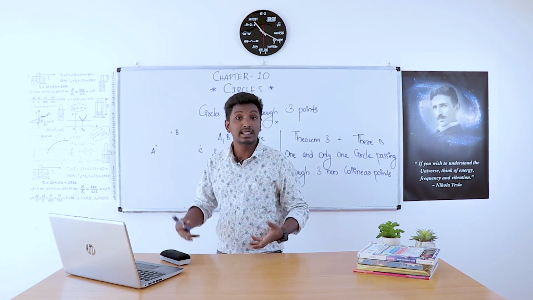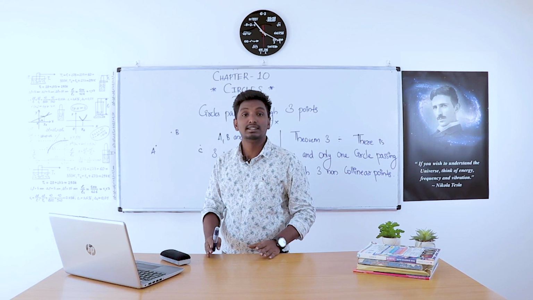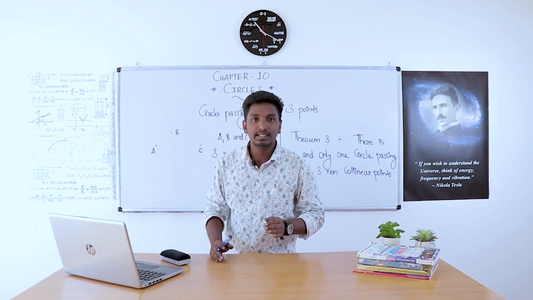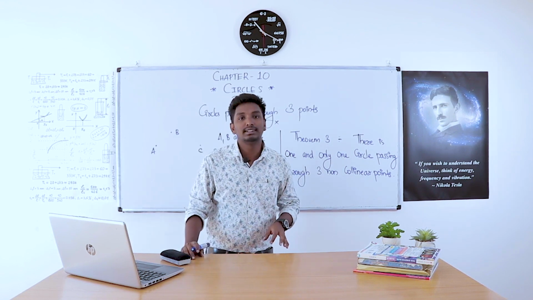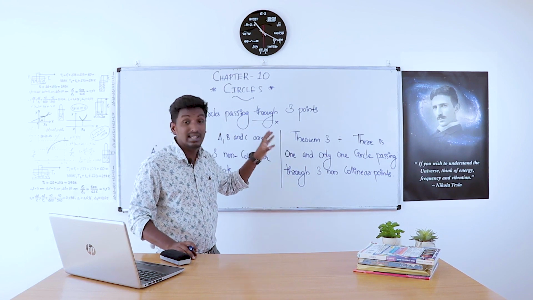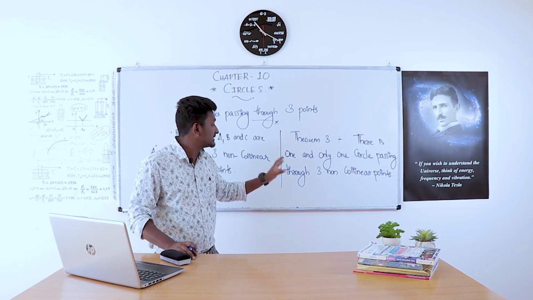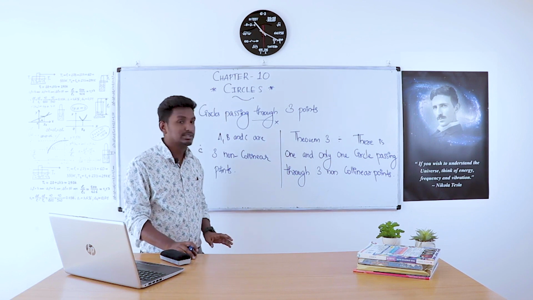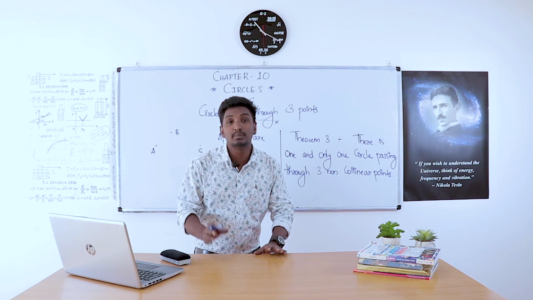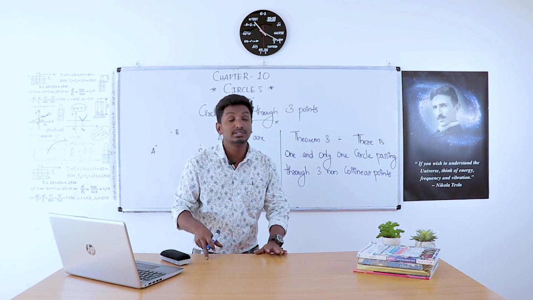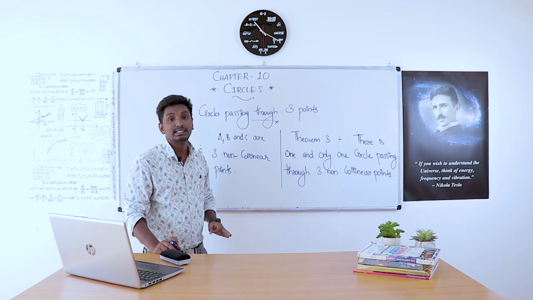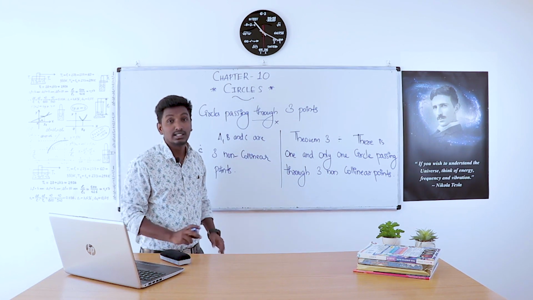Trying again and again gives only one circle passing through these three non-collinear points. That simply means, in general, we can say that there is one and only one circle passing through three non-collinear points. If we are considering three non-collinear points, we can draw only one circle through them. This is theorem number 3, the third theorem in this chapter. Write it down. Okay, clear?